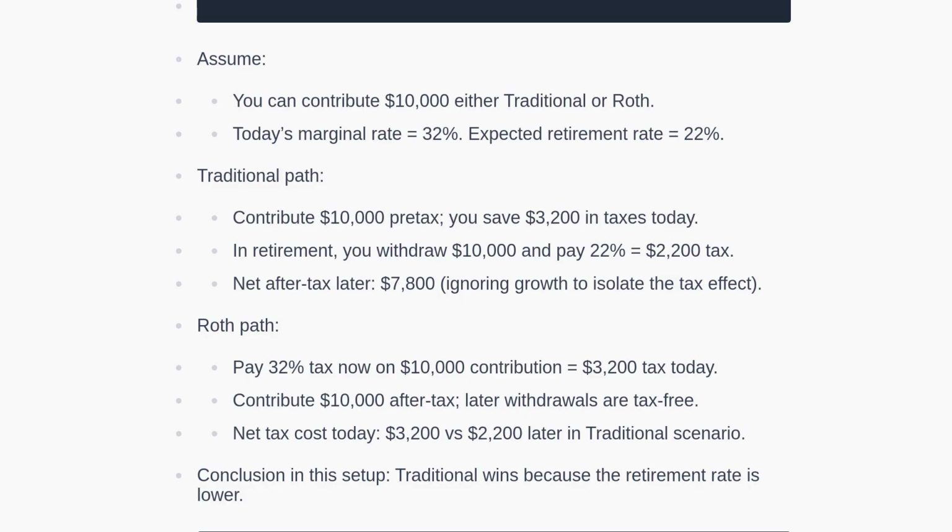With a Roth, you pay the 32% tax today, or $3,200, but withdrawals are tax-free later. In this setup, the traditional approach results in a smaller total tax burden, because you moved income from a higher tax year to a lower tax year. If the rates reverse, the conclusion can flip in favor of Roth. This illustrates how sensitive the choice is to your current and expected future marginal rates.